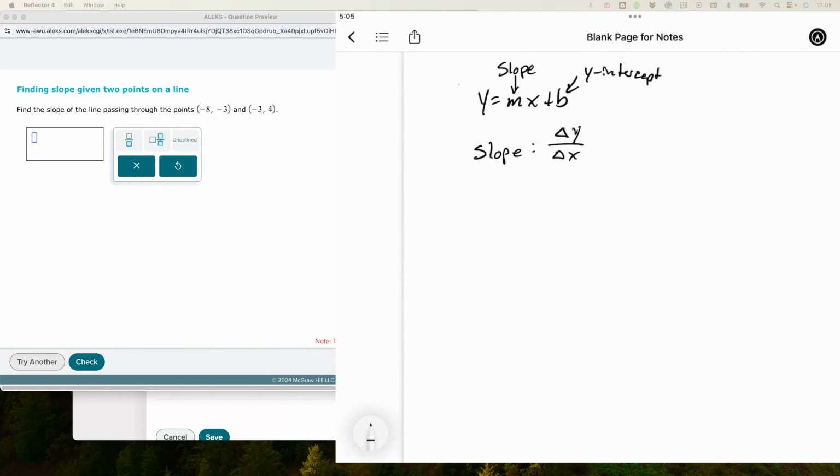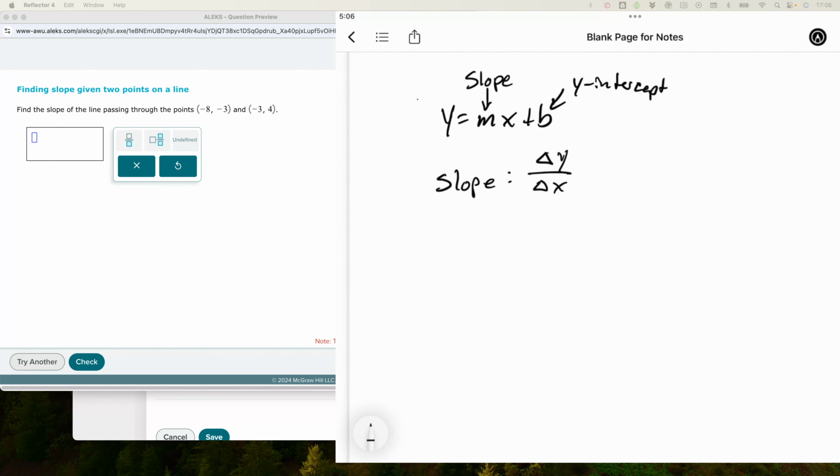This is going to be for both problems 9 and 10. Building off of the idea that slope is change in y over change in x, the formula for slope is y2 minus y1 over x2 minus x1.